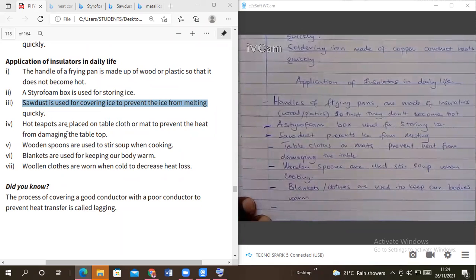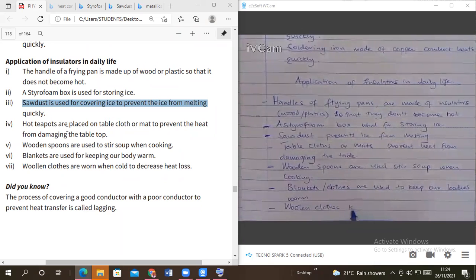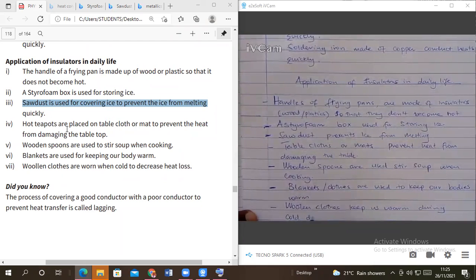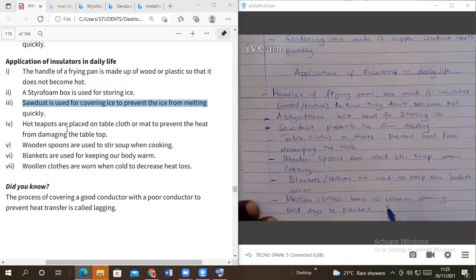Then the next one is woolen clothes are worn when cold to decrease heat loss. So it is the same thing. I've talked about blankets and clothes, so it is the same thing. Maybe you can say woolen clothes. The other one was just clothes. Keep us warm during cold days, to prevent heat loss.